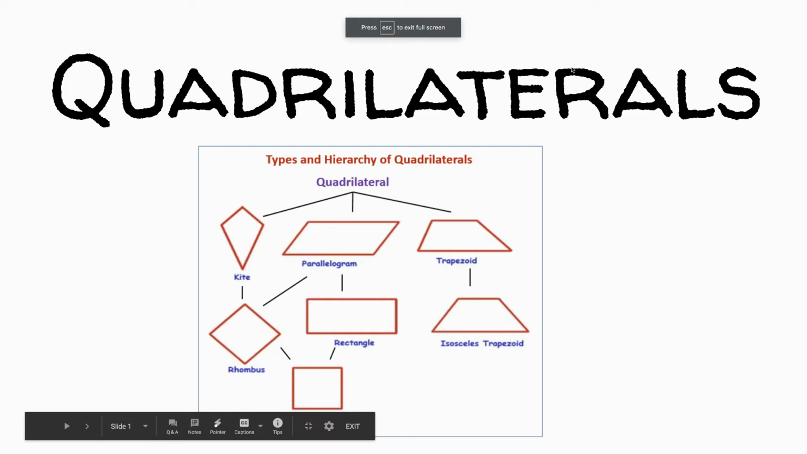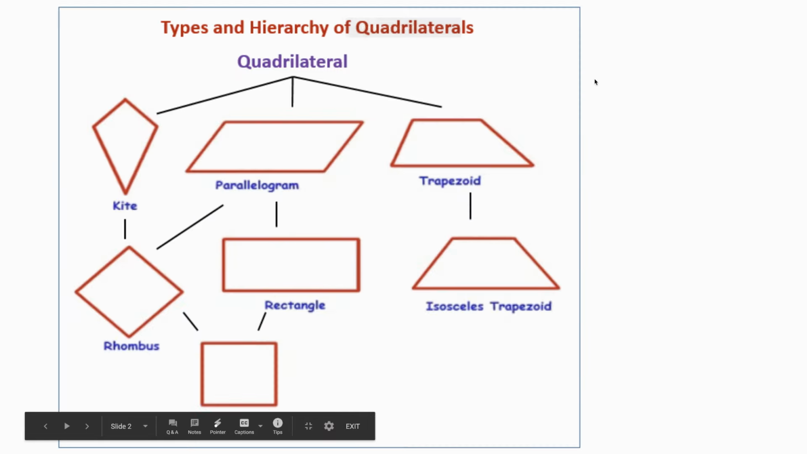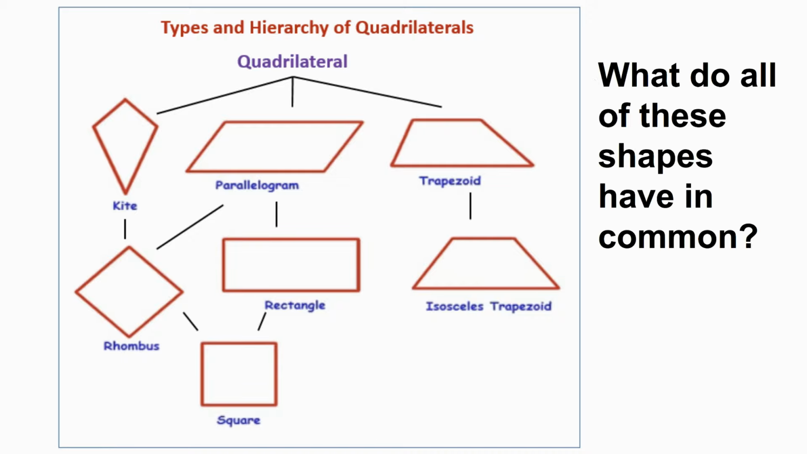We are going to be talking about quadrilaterals. I'm going to stop with this first part right here. What do all of these shapes have in common? This is a chart of what they call the types and hierarchy of quadrilaterals. If you think of it, it's kind of like a family tree of quadrilaterals. All of these shapes are quadrilaterals. So I'm going to stop here. You answer this question in your Google Doc.